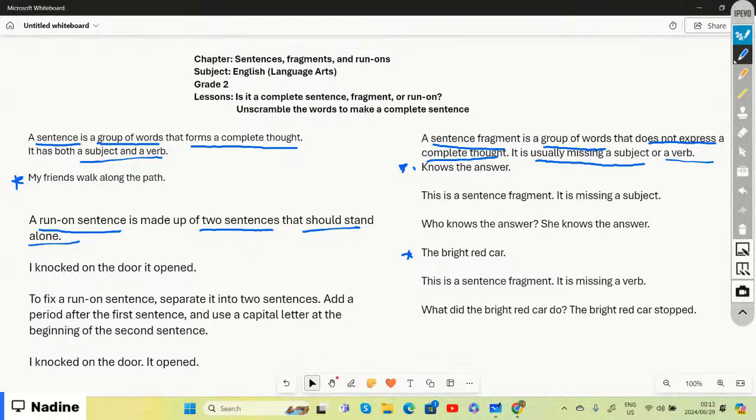If we look at our run-on sentence, it says, I knocked on the door, it opened. As you can see, that is one full sentence. However, it is a run-on sentence, and the reason why is because it is made up of two sentences that should stand on their own.